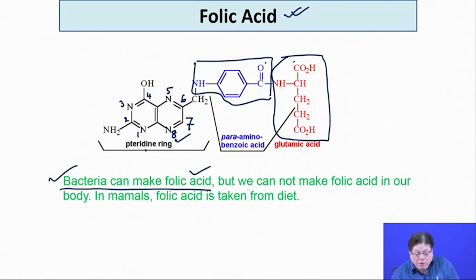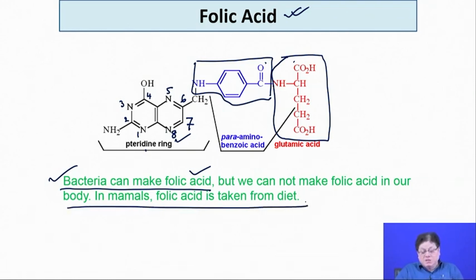On the other hand, we humans, we are part of the mammals. So, we humans cannot synthesize folic acid, but this folic acid has to be taken from outside, that means through diet. So, through our diet we take the folic acid. Okay. So, there is a difference between the bacteria and the human.